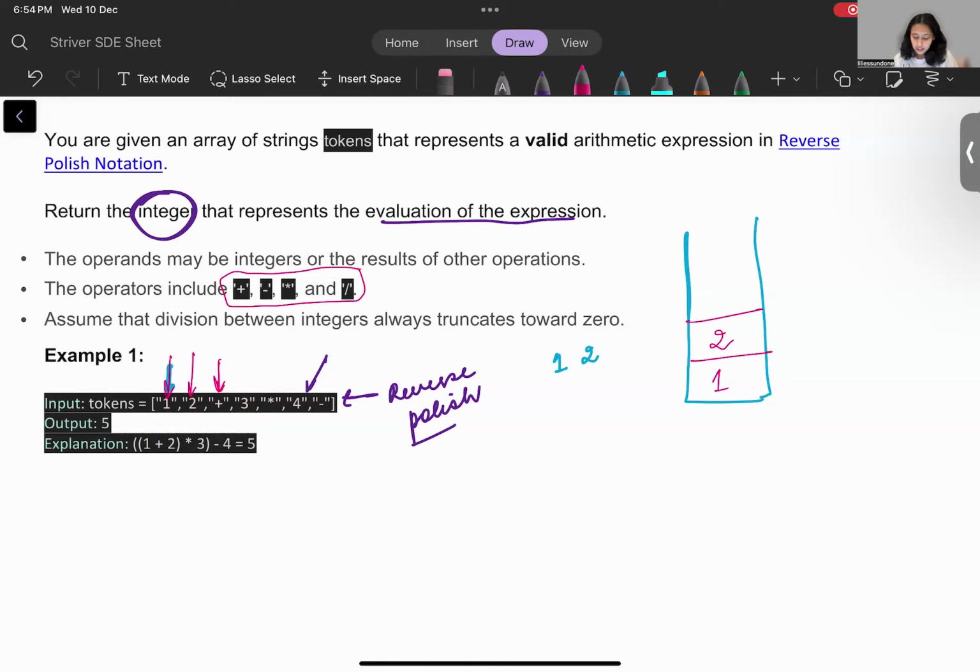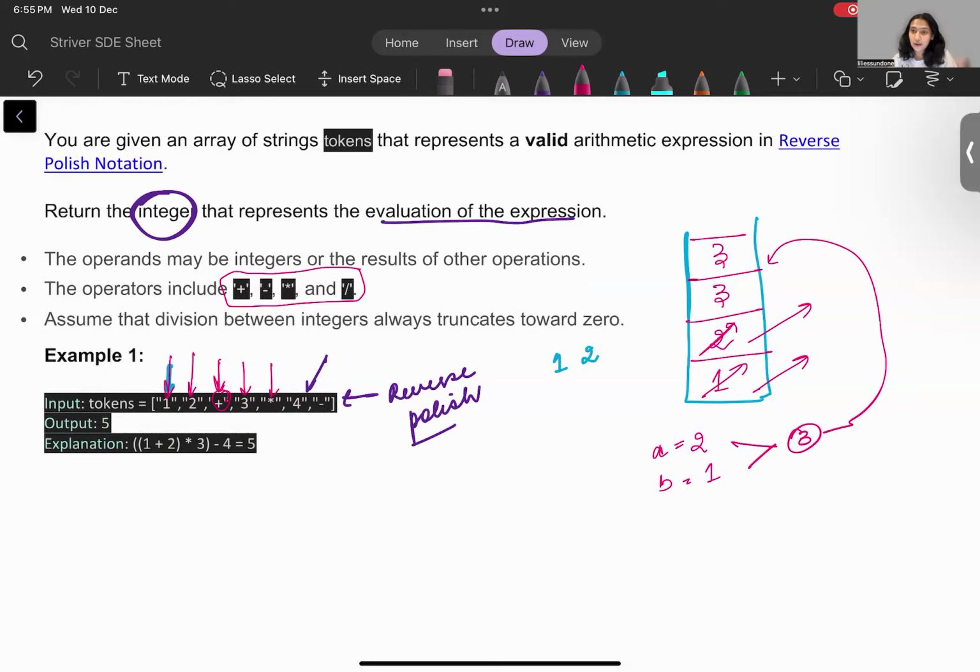What do you say? You say pop this out. Now my A has the value 2. You say B, pop this out. Okay. And then what do you do? It's a plus. So basically it's A plus B, that is 3. Now, when you get this 3, you push this into the stack. So now this is popped, 3 is there inside your stack. Then again, it is a 3. So what do you do? You push it inside your stack.